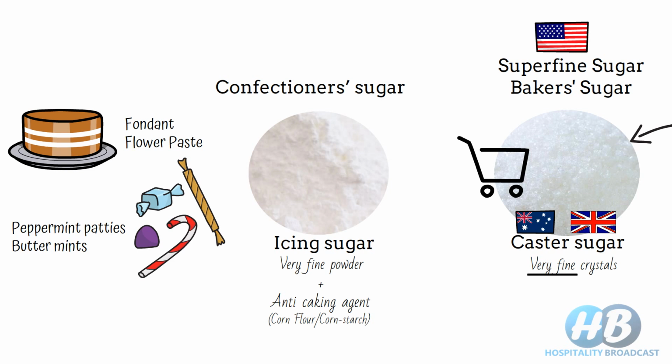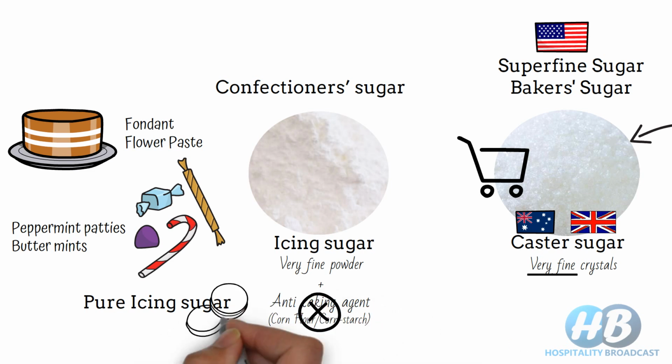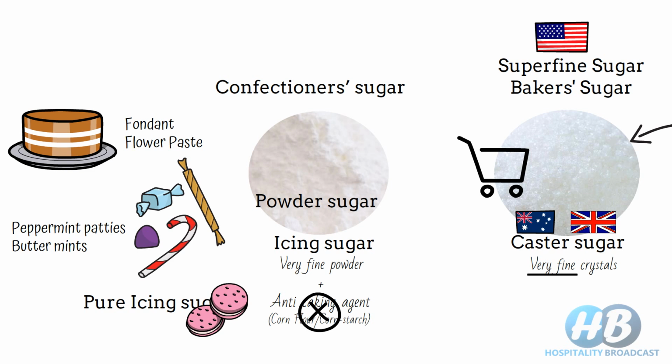Now there is one more type, pure icing sugar, meaning icing sugar without an anti-caking agent. It is often used in making macarons as it gives a crisper texture, but it often also requires a double sift to remove lumps before you use it. Now some people also call it powdered sugar as it is in powder form.